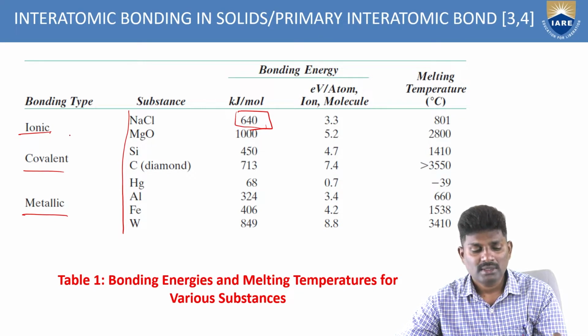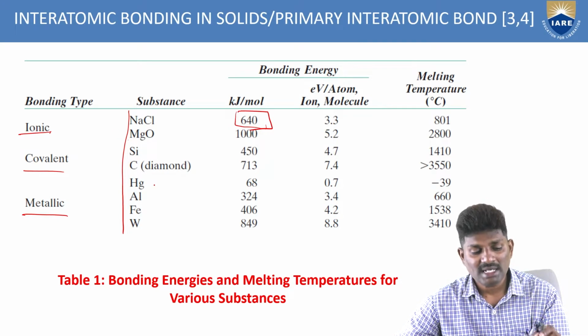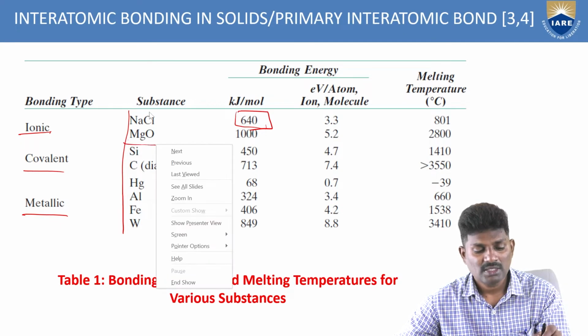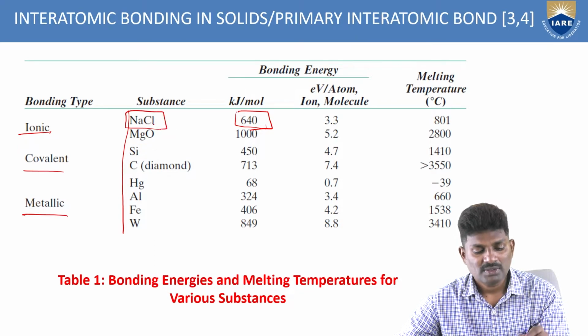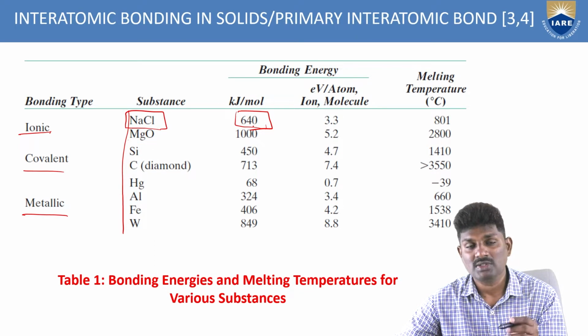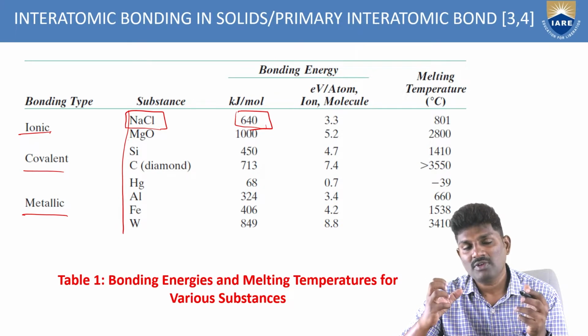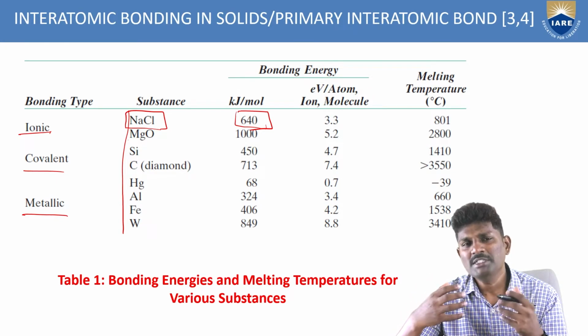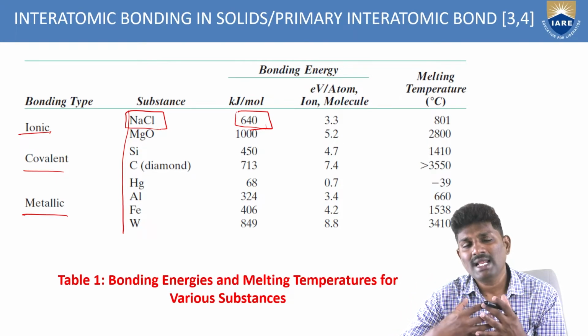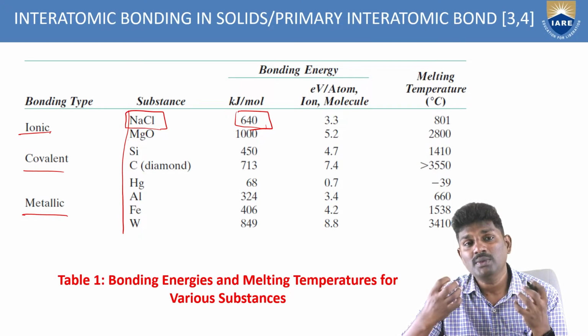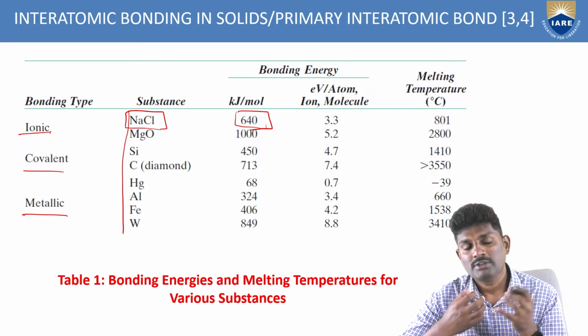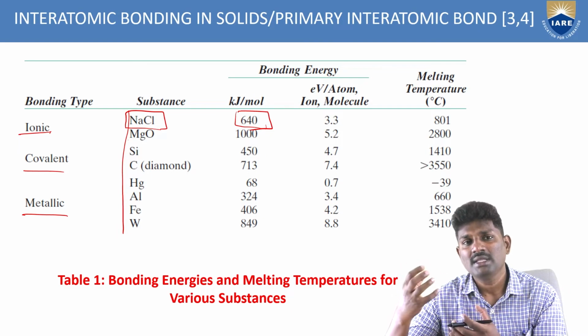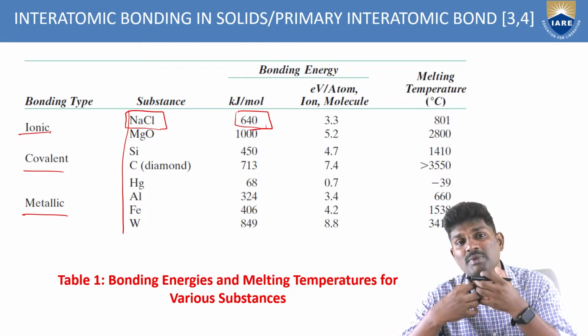So in ionic bonding, you have substances like NaCl and MgO. If you take sodium chloride as an example, it has 640 kilojoules per mole. This is the bonding energy. So the maximum possible bonding energy we are achieving is 640; further we can't get. Based upon the bonding energy, we can tell how much time it will take to get a material to a solid state, from liquid to solid, based upon the attraction between the molecules.